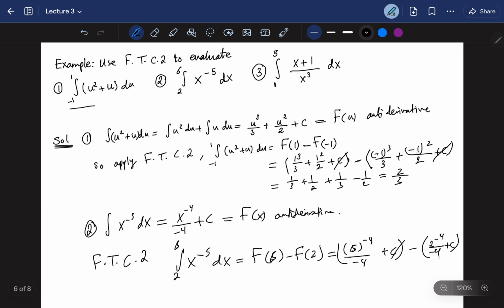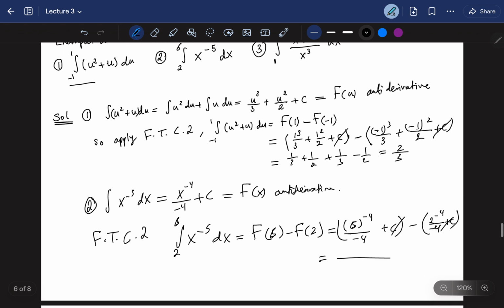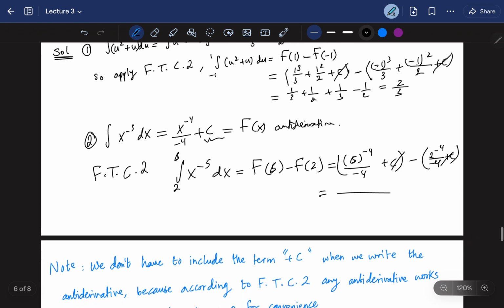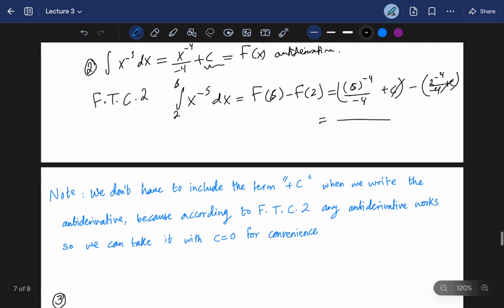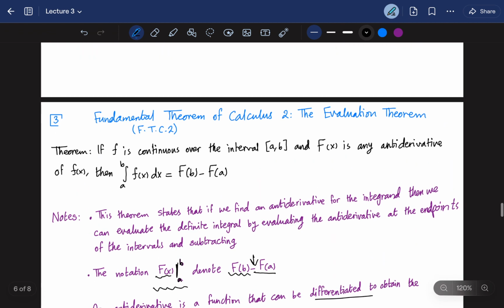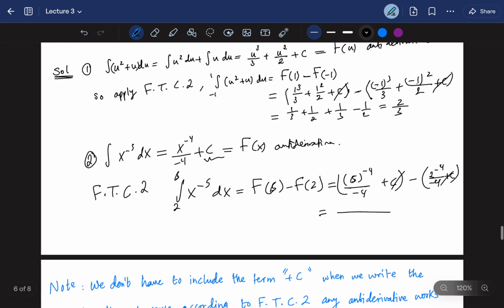Okay, and similarly, c cancels and you get something. So if you notice here, since I'm always subtracting upper bound minus lower bound, if I have this constant c, it's always going to vanish. So this is what we get from this note. We don't have to include the term plus c in the antiderivative, because the theorem here does not tell me anything about having any conditions on my antiderivative. It could be anything. So it doesn't matter what value of c I take.